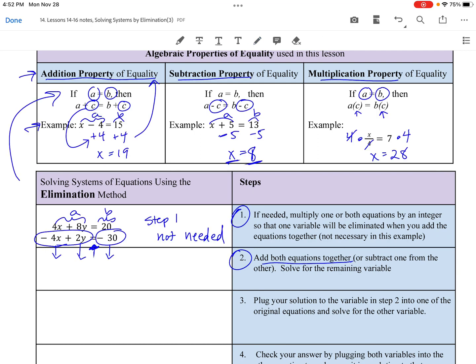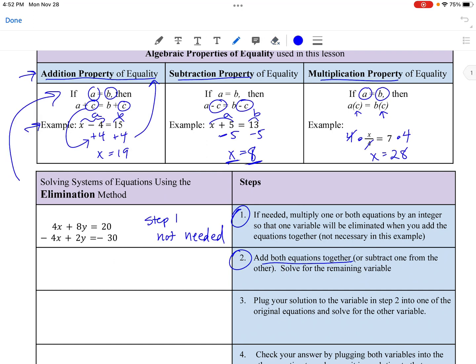So let's see what that looks like. I'm going to erase a couple of my lines here. All right, so we're going to add both equations together. We're going to add like terms. 4x plus negative 4x is 0x.